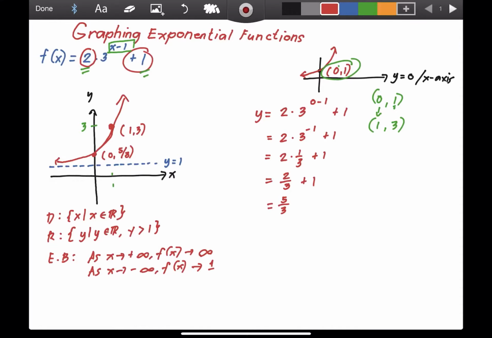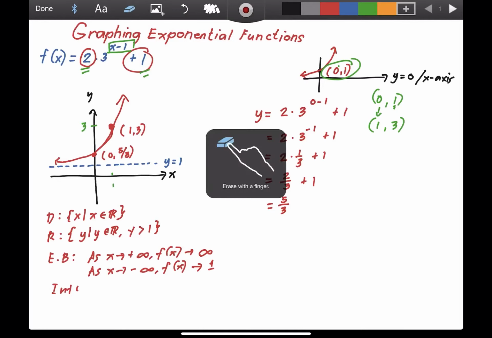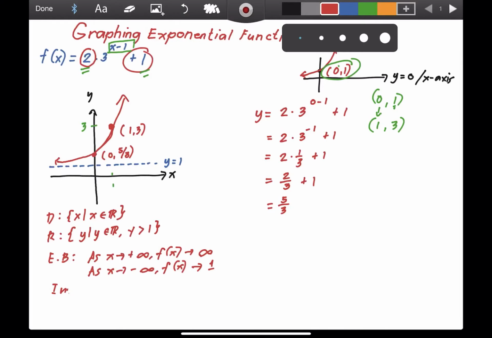And for the interval, we only have one. When you identify the interval, you have to read the graph from left to right. As you can see, from left to right, it's increasing. So the function is increasing from negative infinity to positive infinity.